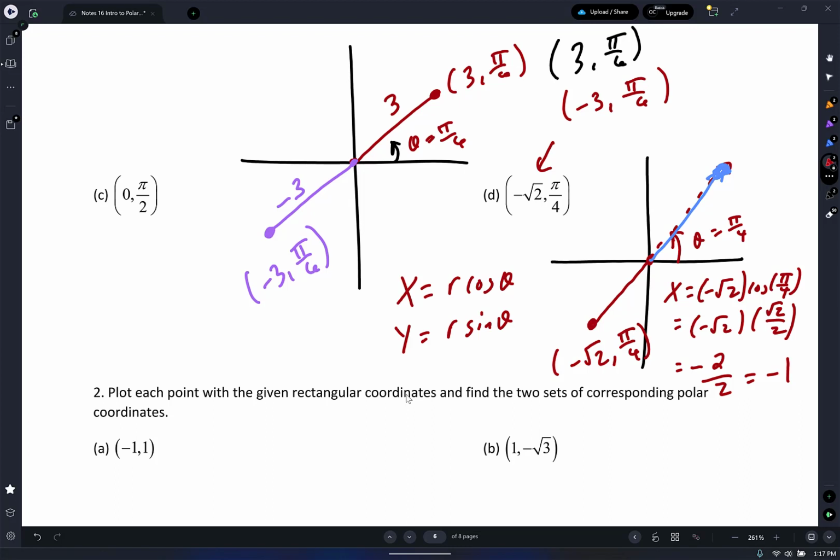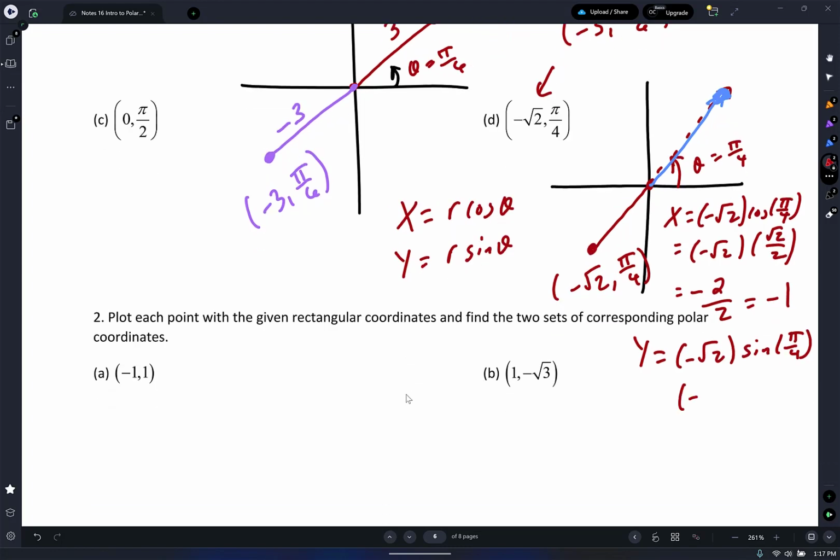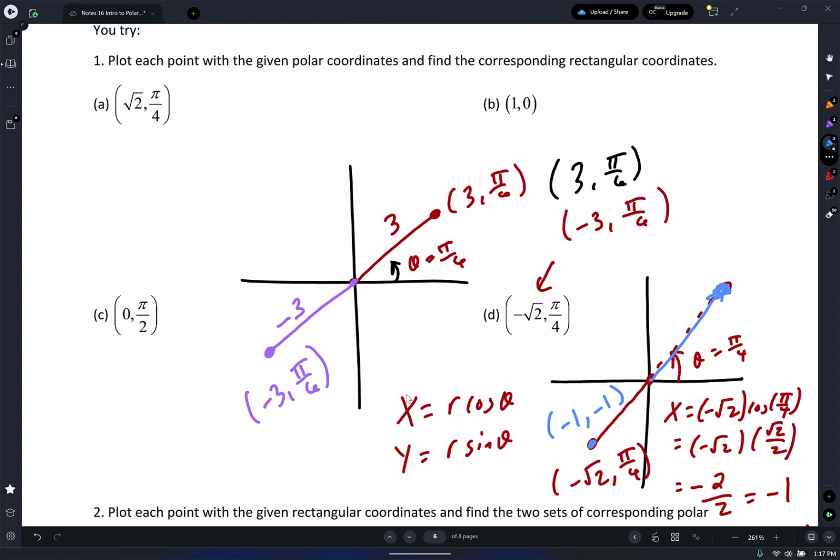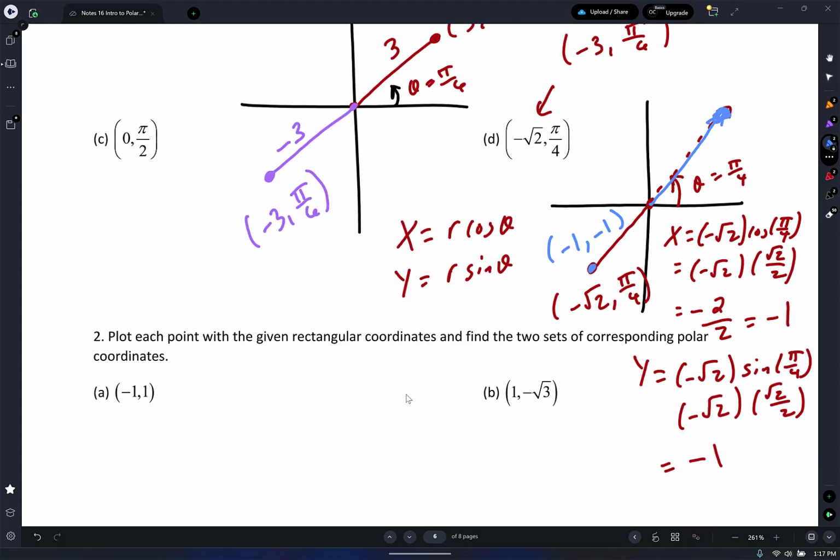Same thing for the y value. y equals negative square root of 2 sine of pi over 4. At pi over 4, x and y have the same magnitude. See? And then you just multiply them, so you're going to get the same thing. So this coordinate right here is negative 1, negative 1. Cool or not cool? And that's what you're doing for all of these. That's what you did on delta as well.